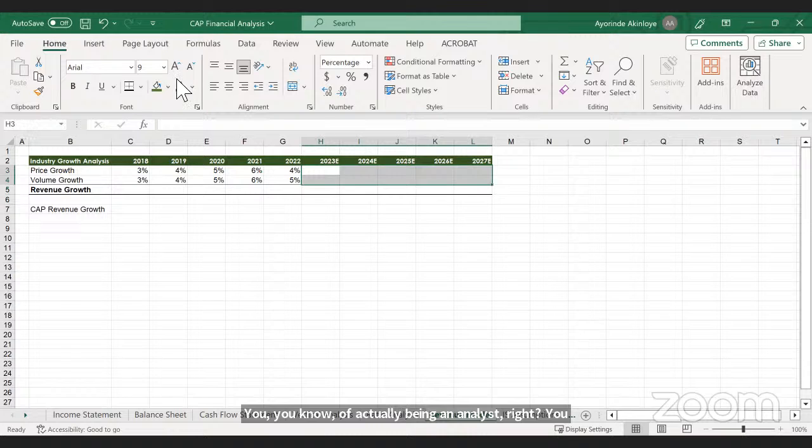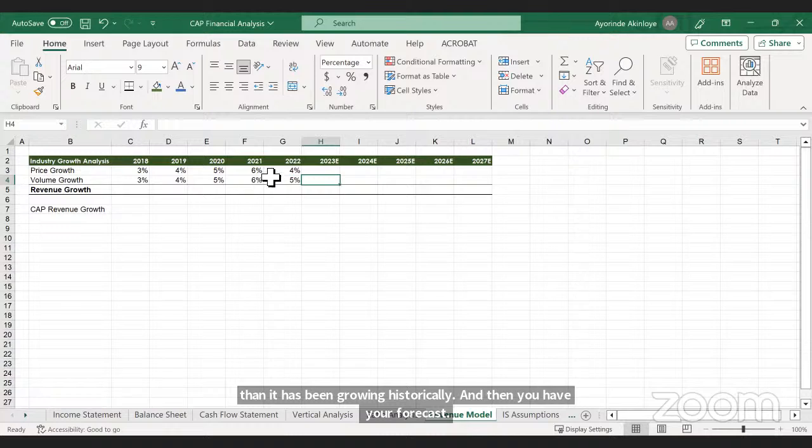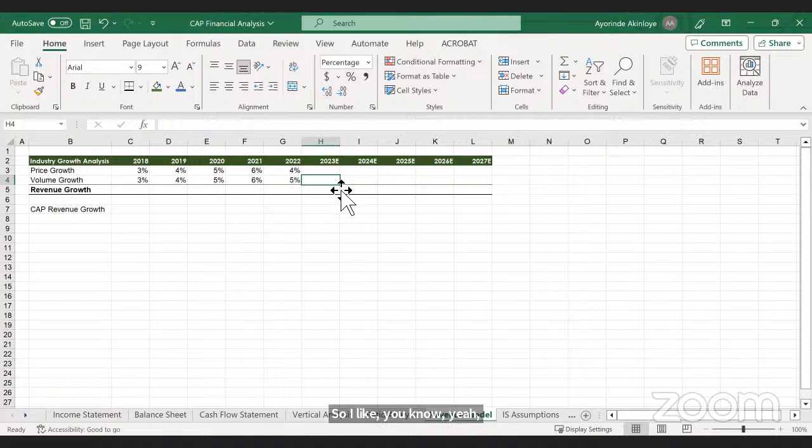And then you have your forecast. So I like you to separate whatever you have. You can put your forecast in a different color. I mean, that's financial modeling techniques and all those things, but that is outside the scope of this class.